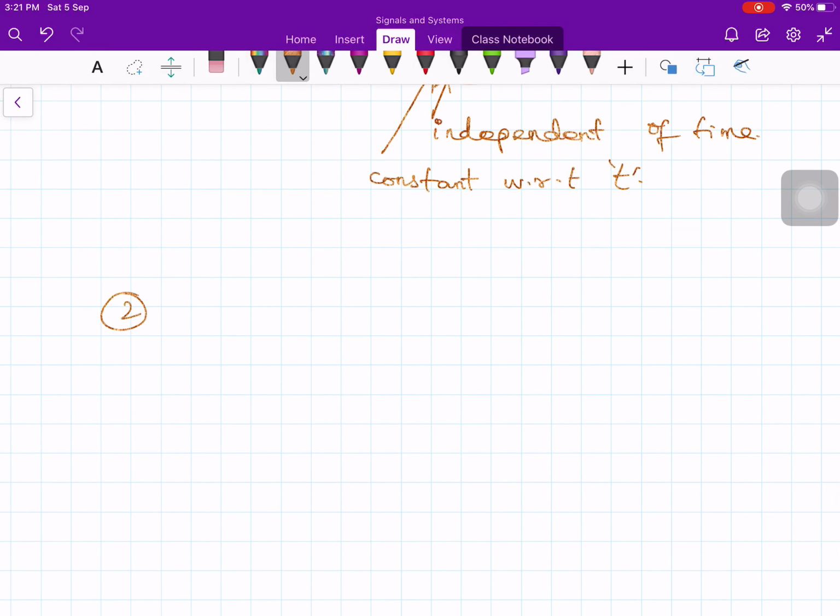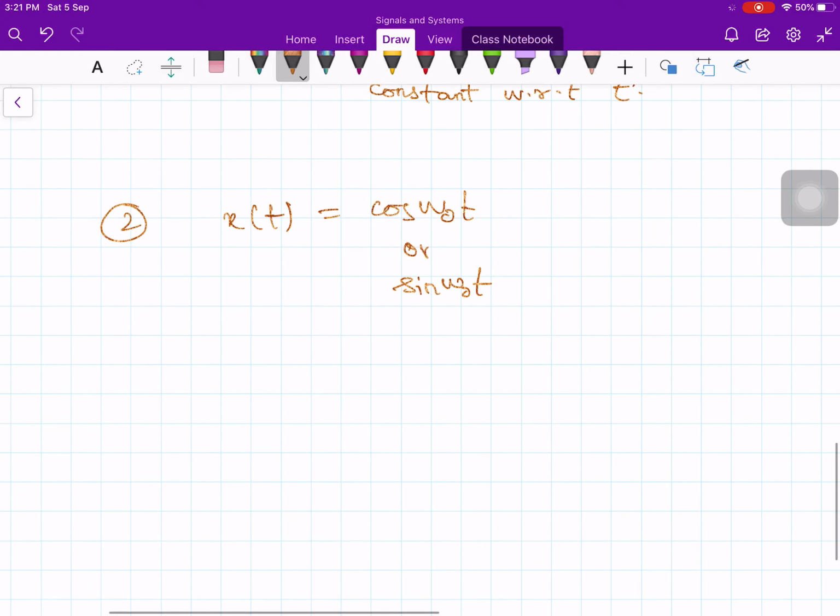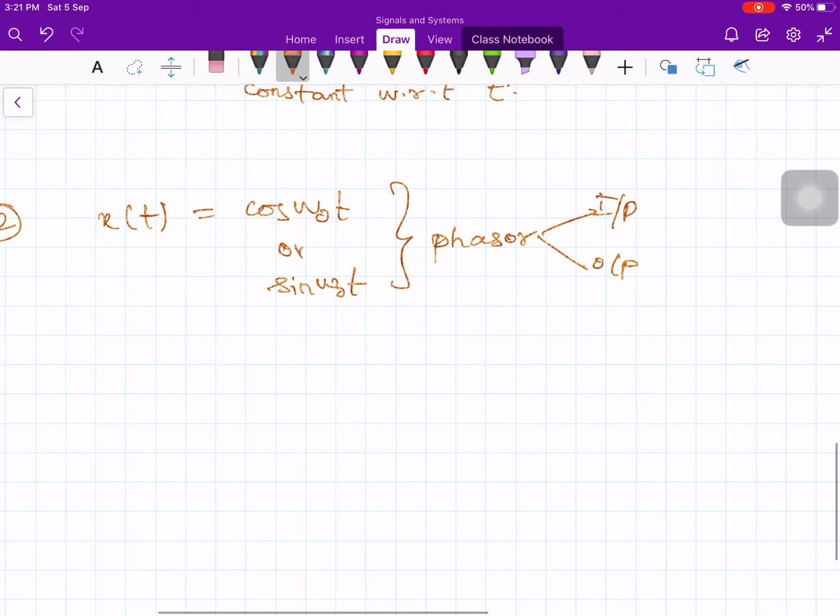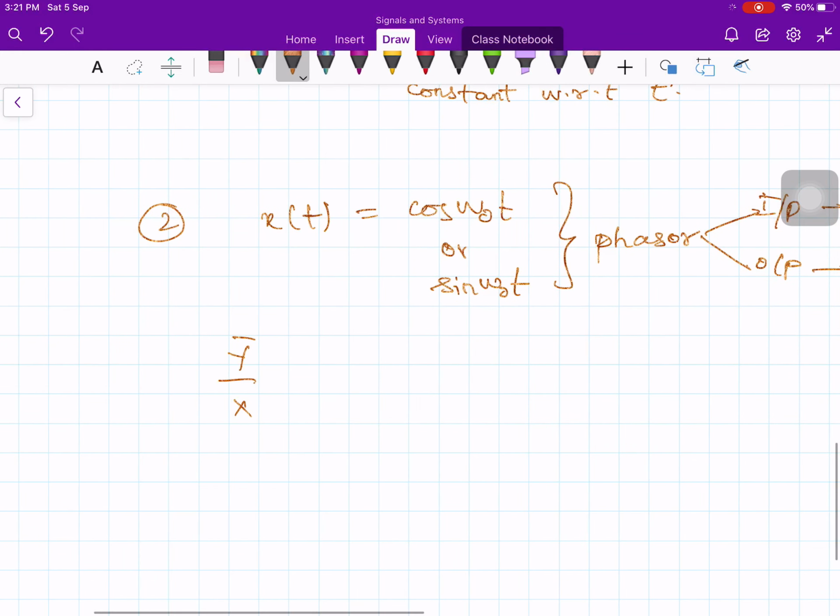If the input is a sinusoid, instead of an exponential function, let's say cos omega naught t or sin omega naught t, then we will talk in terms of phasors. We have input phasor and output phasor. The input phasor is denoted by x bar and the output phasor is denoted by y bar. Therefore y bar divided by x bar is equal to your system function h of j omega, whether the voltages or currents as the case may be.